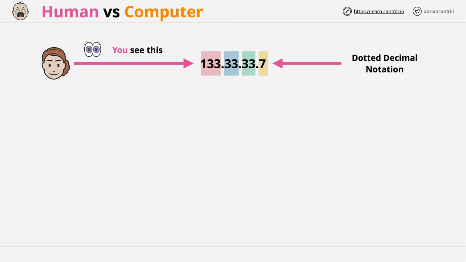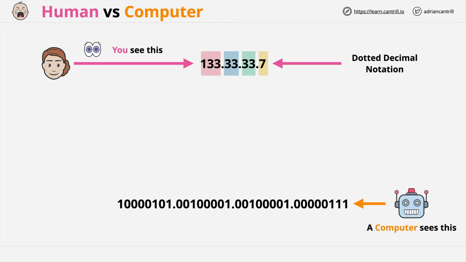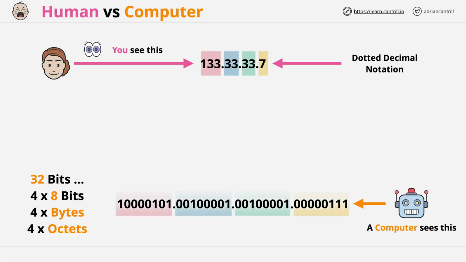A computer sees this. The same IP address, but in binary. Now this is actually a 32-bit binary number, specifically 4 sets of 8 bits. Now 8 bits is known as a byte, each byte is also known as an octet, but crucially it's the same number as the decimal version.